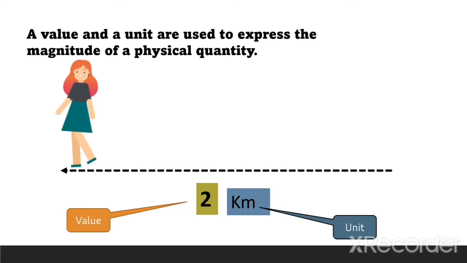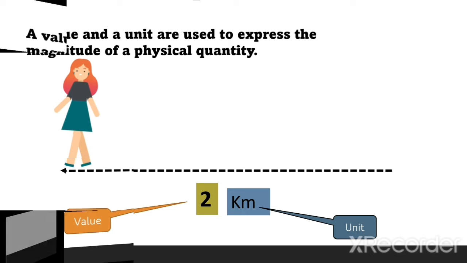Similarly, we can have an example when we have fever. If we have a high fever, we measure the temperature of our body. The temperature of the body comes to 101 degrees Fahrenheit. So 101 is the value and Fahrenheit is the unit we are using to measure temperature. That value and unit define the magnitude of any physical quantity. There are two types of quantity: one is the scalar quantity and the other is the vector quantity.